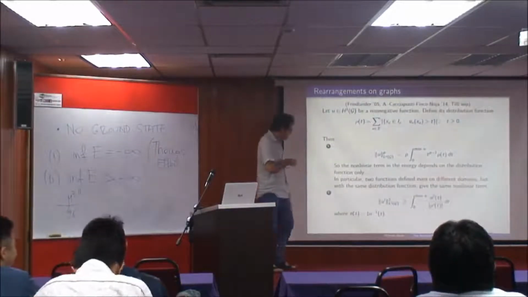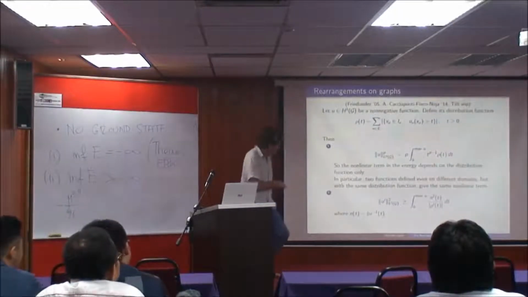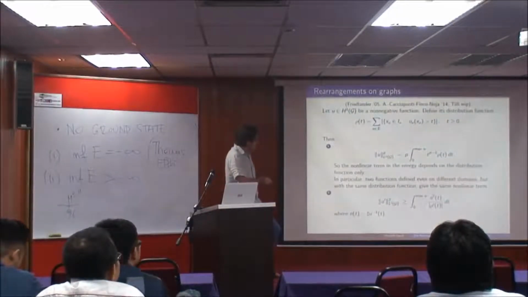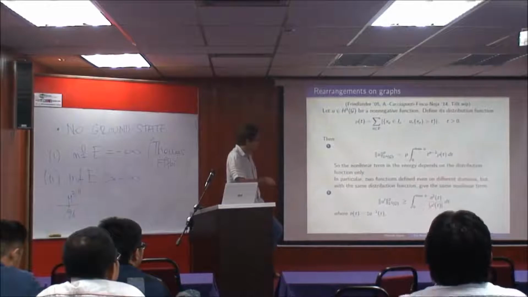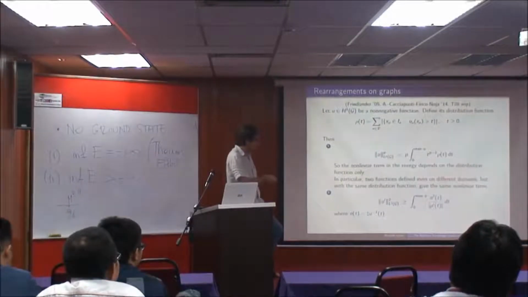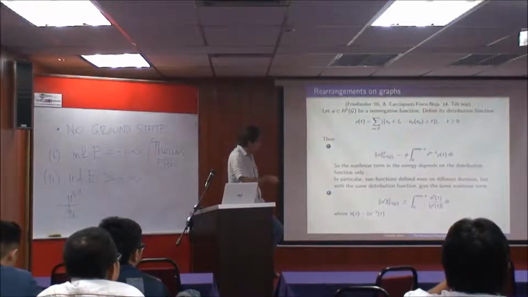And more importantly, what happens to the kinetic energy when rearranging? The kinetic energy of a function u is estimated in terms of the distribution function, involving the first derivative of the distribution function and the number of preimages of any element of its range.